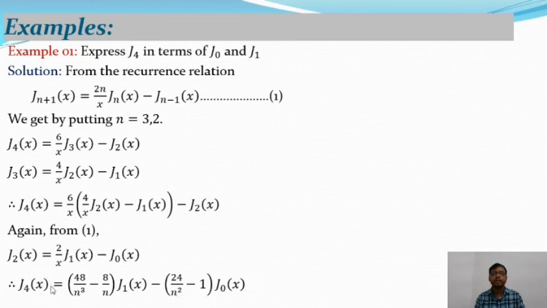So the Bessel's function J4 of x can be expressed in terms of J1 and J0. That means J4 of x is equal to 48 by x to the power 3 minus 8 by x into J1 of x minus 24 by x square minus 1 into J0 of x.